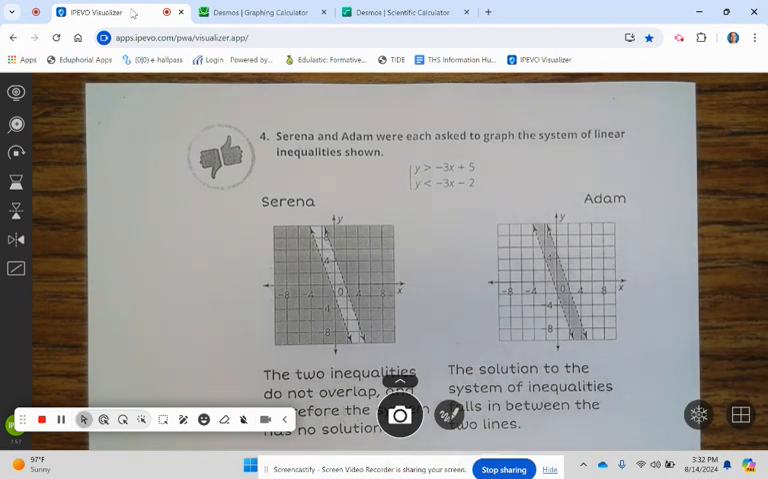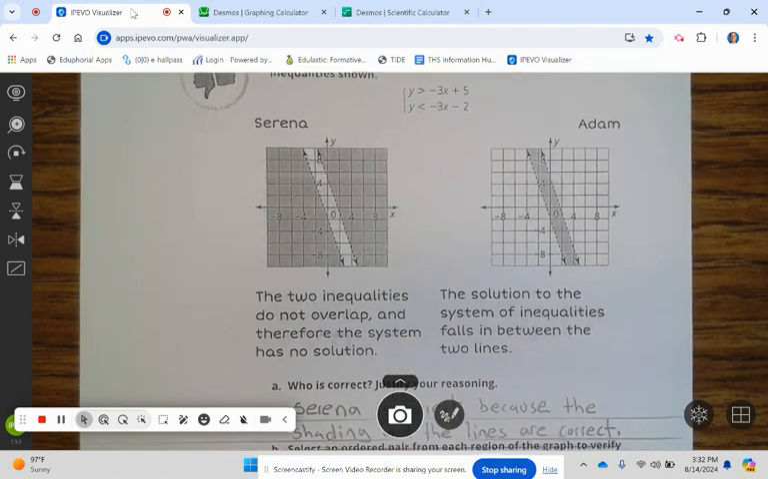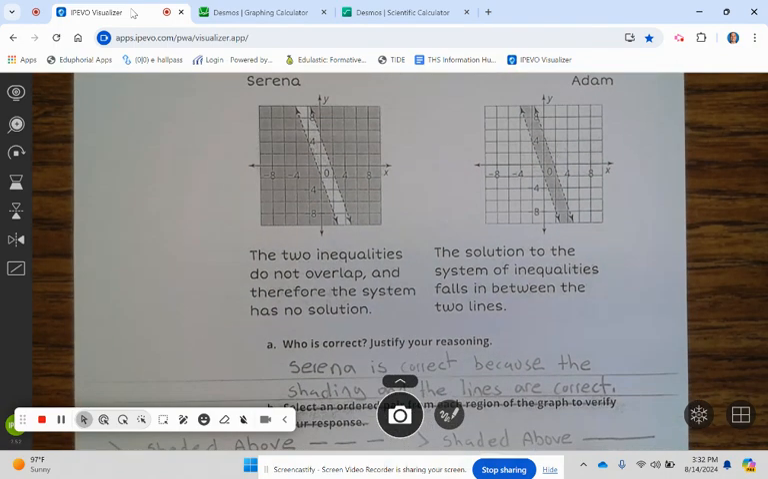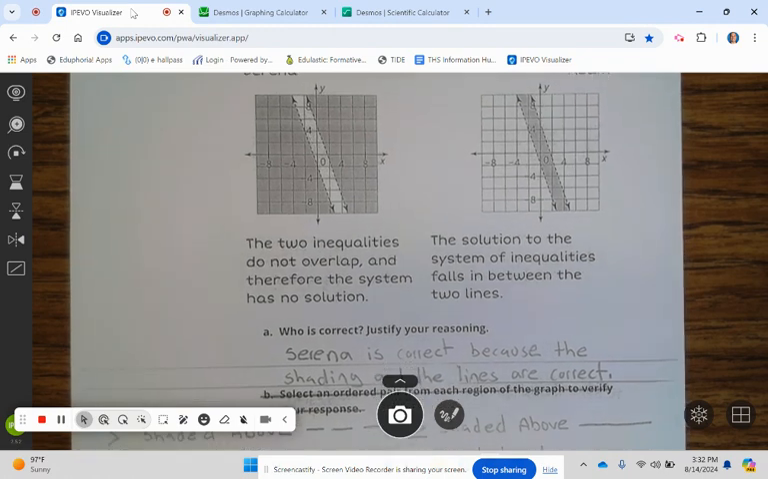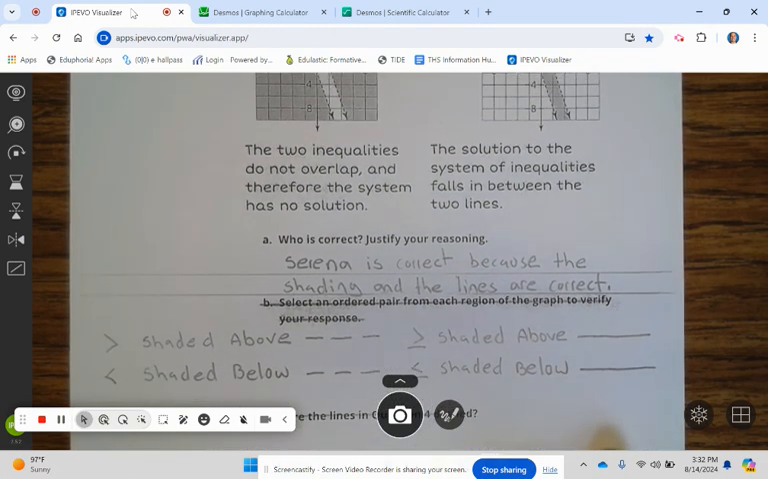All right, number 4. Serena and Adam were each asked to graph the system of linear inequalities shown. Serena: the two inequalities do not overlap and therefore the system has no solution. Adam: the solution to the system of inequalities falls in between the two lines. Who is correct? Justify your reasoning. Serena is correct because the shading and the lines are correct.